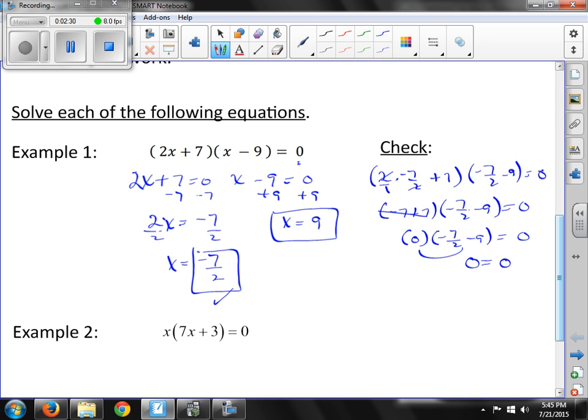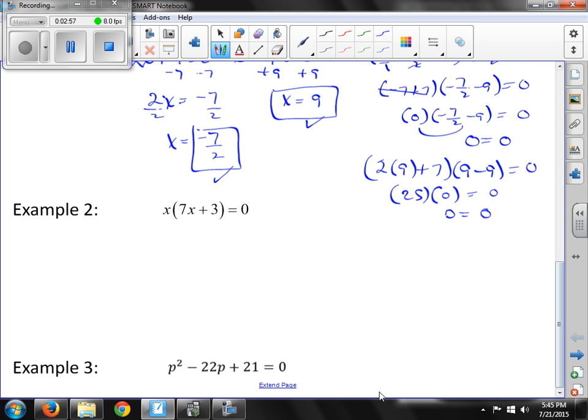So let's check the second one. 2 times 9 plus 7 times 9 minus 9 equals 0 would give us 2 times 9 is 18 plus 7 is 25 times 0 is equal to 0. And 25 times 0 is 0, so 0 is equal to 0. And the 9 checks as well.